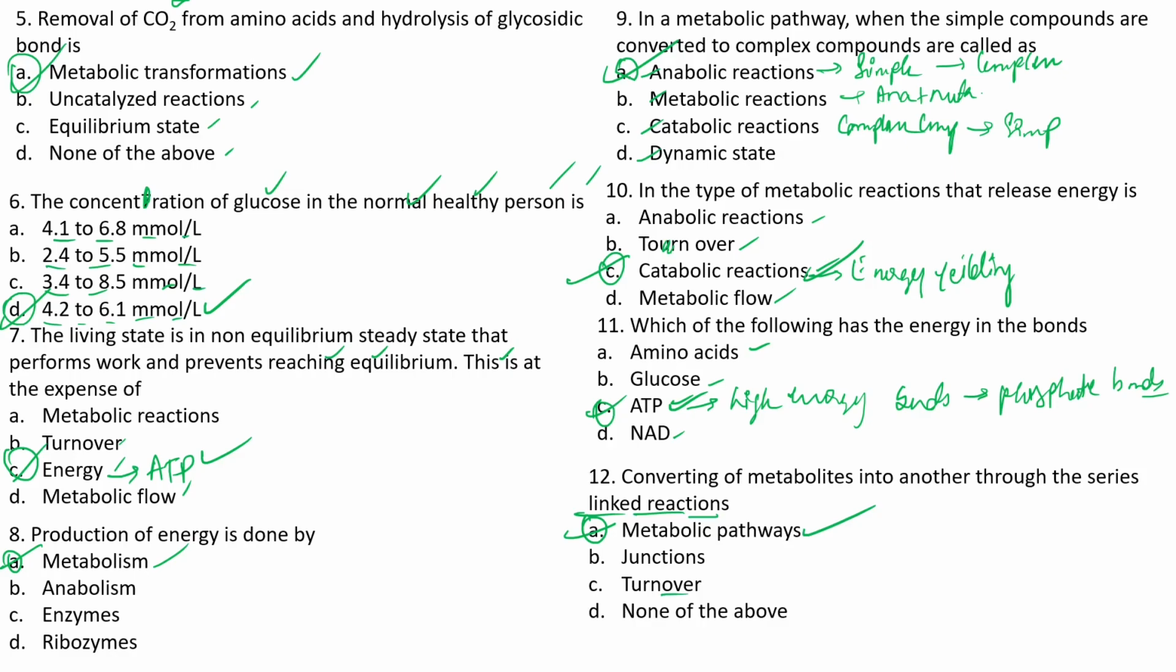But in linked reactions, the movement of molecules occurs from one particular pathway to another pathway, and they are generally linked in nature. Hence, according to the options I have mentioned, it is going to be the metabolic pathways. The next one: proteins with a catalytic property are called RNA, ribozymes, enzymes, or DNA. They are mainly called enzymes, right?